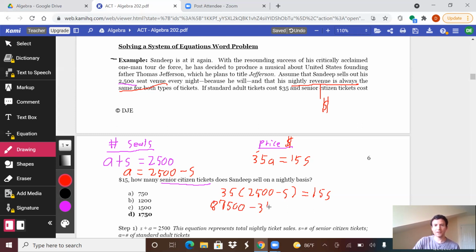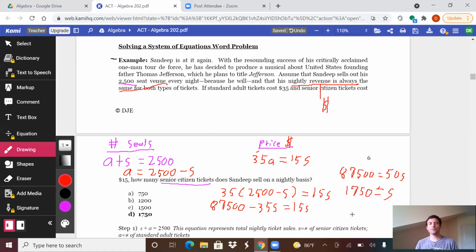Minus 35S equals 15S. So essentially what we get here is 87,500 equals 50S. And if we divide that number by 50, we get 1,750.